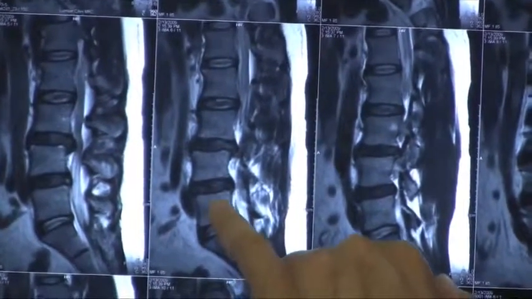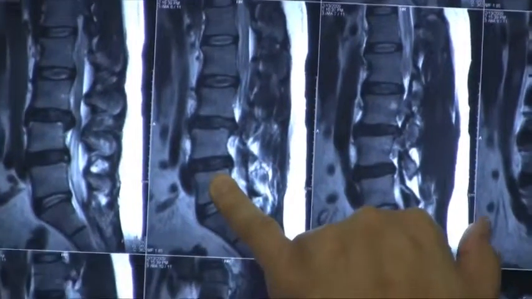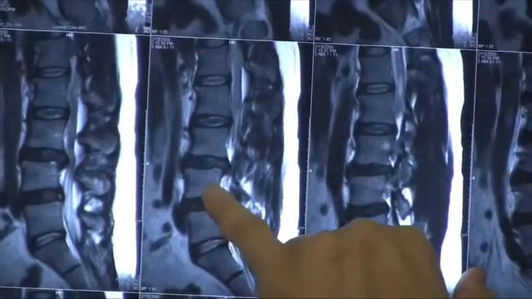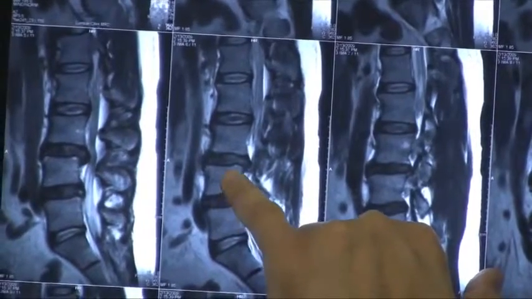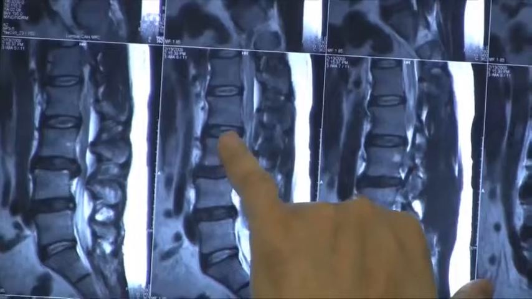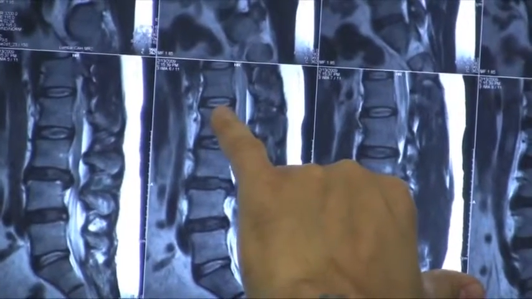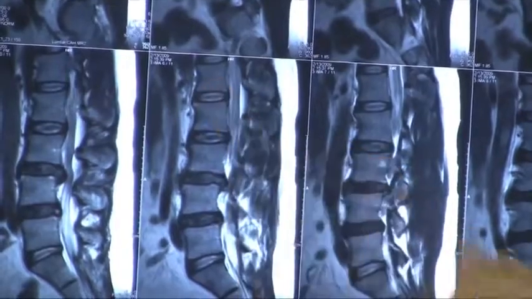Now we're going to go to the disc above. You see it's darker in color. This disc is the L4-5 disc. There's a vertebra above that. This disc is the L3-4 disc. There's L3. There's the L2-3 disc. That's L2. There's the L1-2 disc, and that's L1.